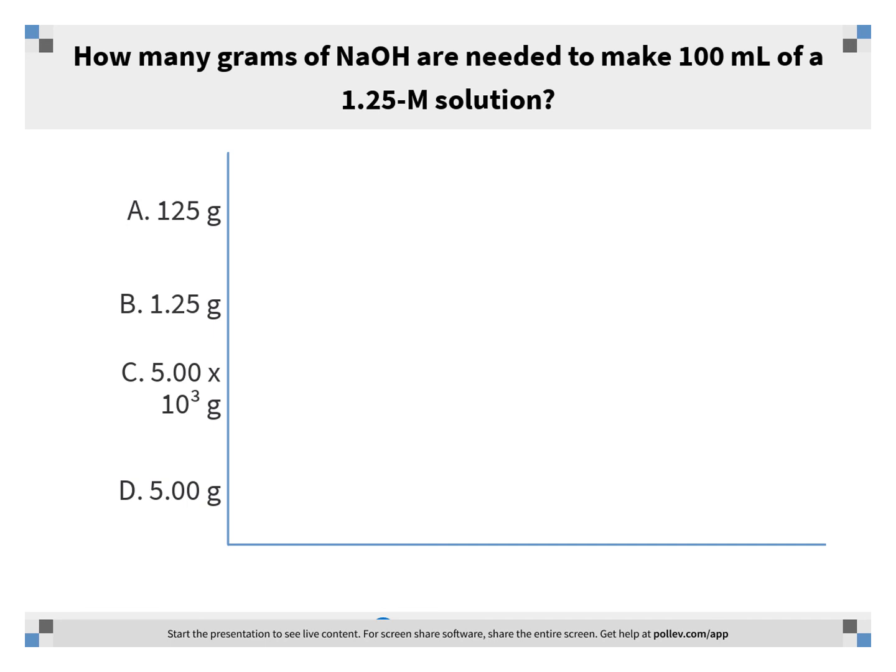We find the molar mass of sodium hydroxide and use it as a conversion factor. 0.125 moles times 39.997 grams per mole tells us we need 5 grams of sodium hydroxide.